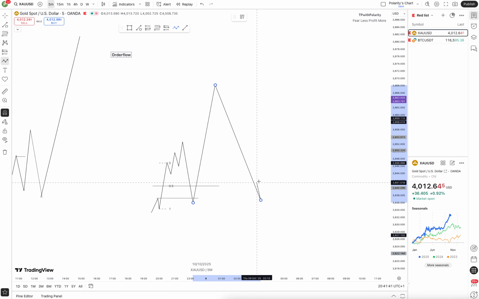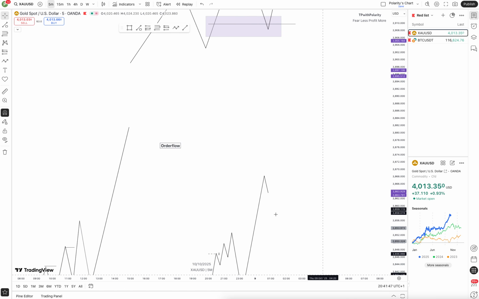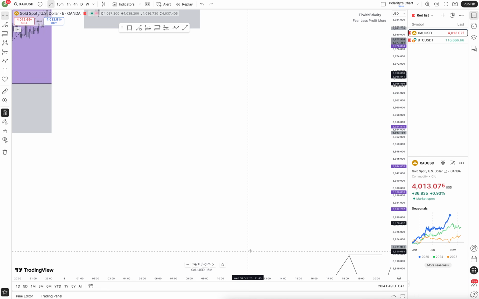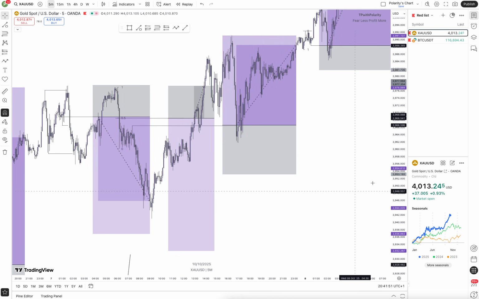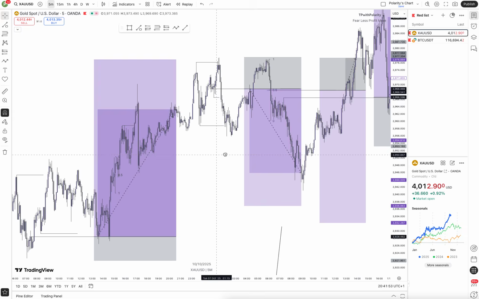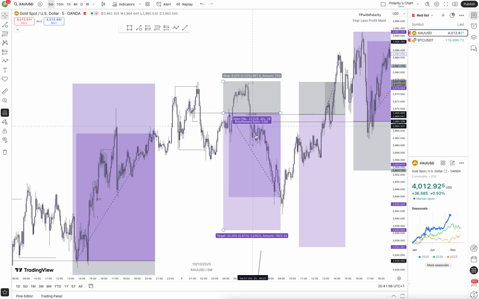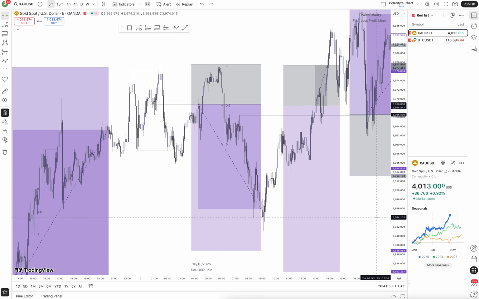So that's a phase 2 order flow, for those that don't know it. So let me take us back to trades that happened today on that particular system. So this was phase 1. So this was phase 2 that we took an L there.